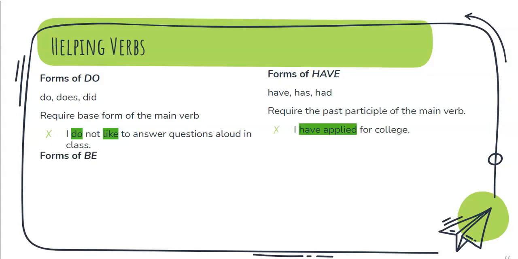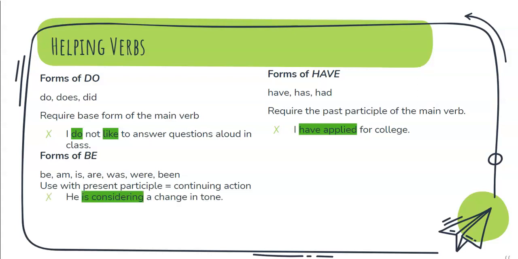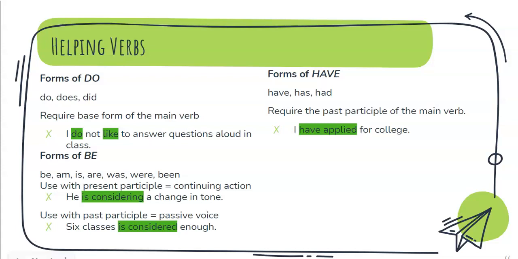Be has several forms: be, am, is, are, was, were, and been. Use a be form with a present participle to indicate continuing action. He is considering a change in tone. You can also add it to a past participle to create passive voice. More about that in a minute. In this sentence, 6 classes is considered enough. The verb is considered. So those are our friends, the helping verbs. They are combined with another verb to express a complex time frame.